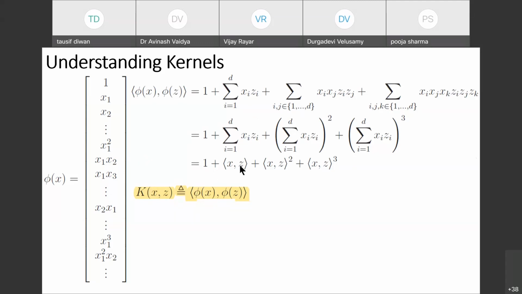This can be rewritten as x is getting multiplied to z. We are not using this phi of x. x is getting multiplied by z and take the square. x is getting multiplied by z, take the cube.